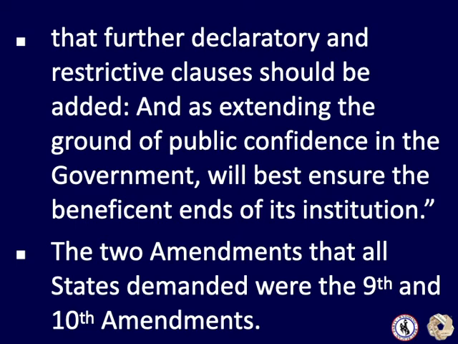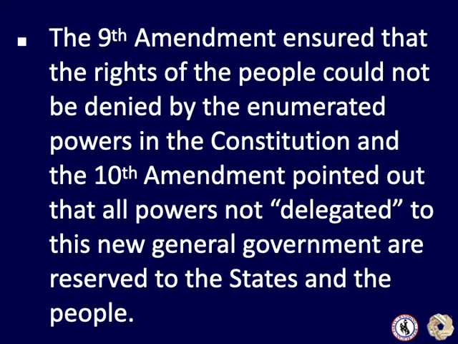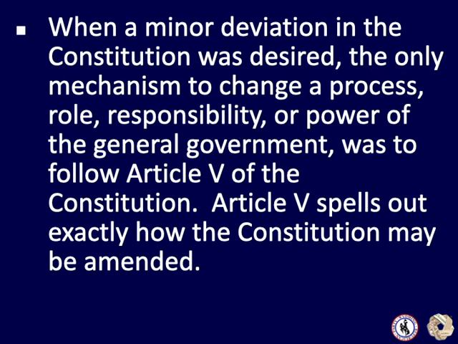The two amendments that all states demanded were the 9th and 10th Amendments. The 9th Amendment ensured that the rights of the people could not be denied by the enumerated powers in the Constitution, and the 10th Amendment pointed out that all powers not delegated to this new general government are reserved to the states and the people. When a minor deviation in the Constitution was desired, the only mechanism to change a process, role, responsibility, or power of the general government was to follow Article 5, which spells out exactly how the Constitution may be amended.